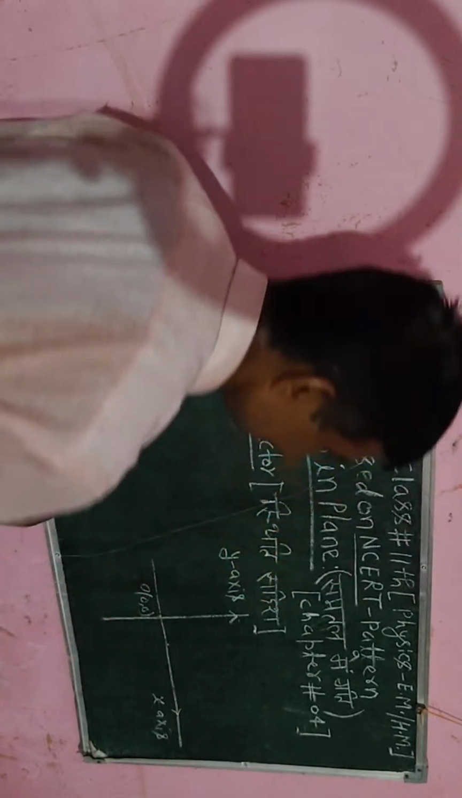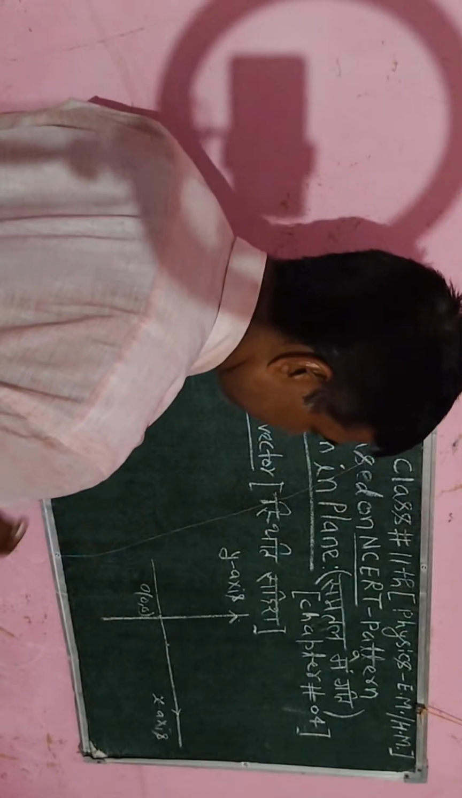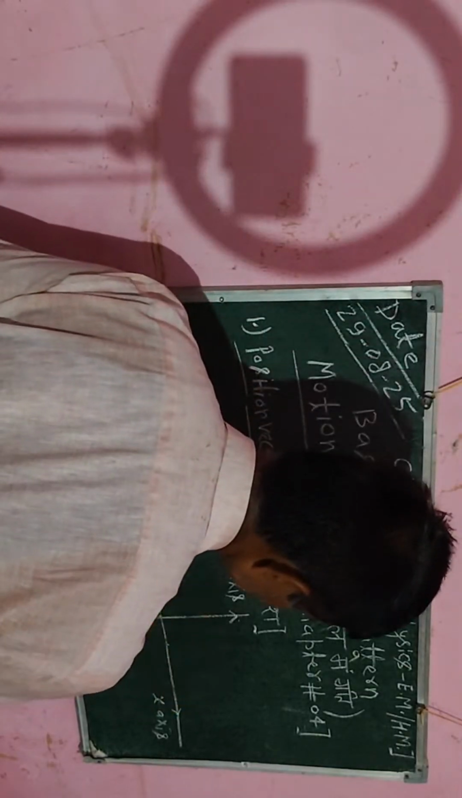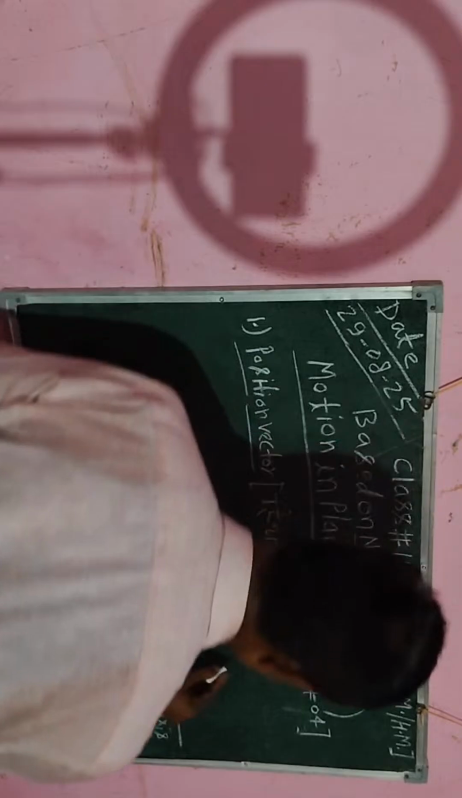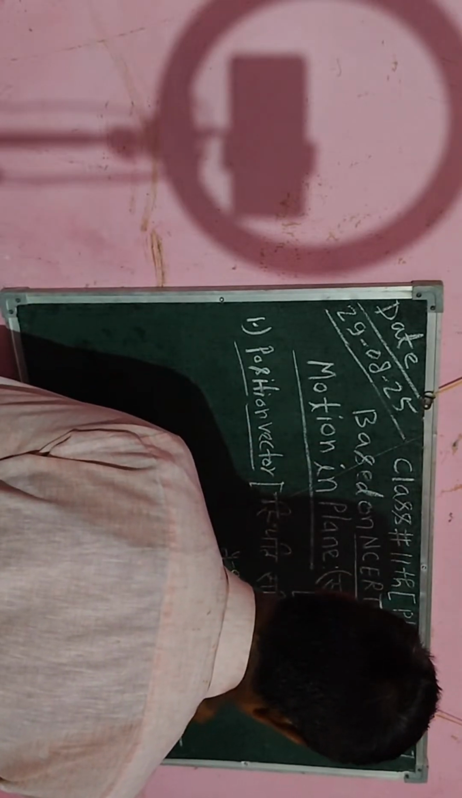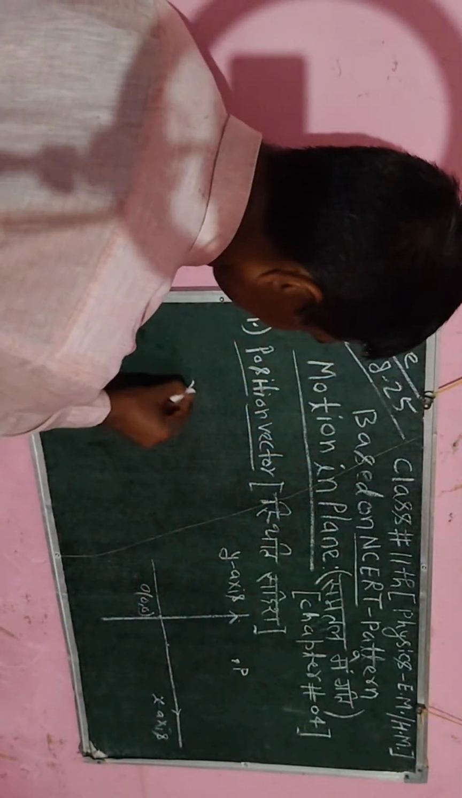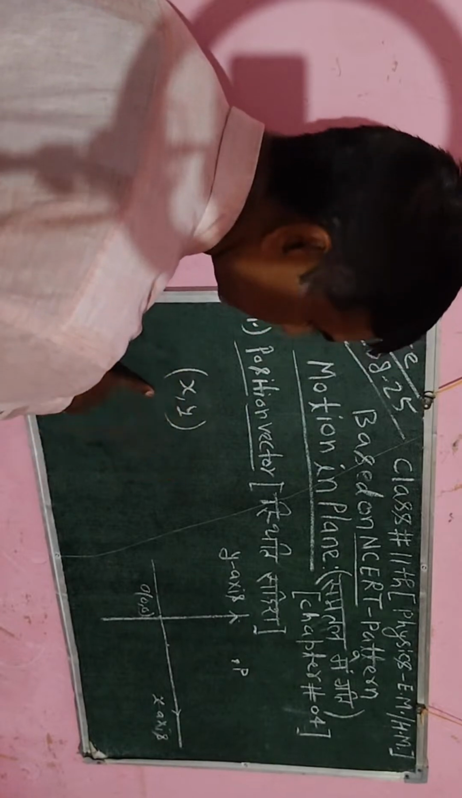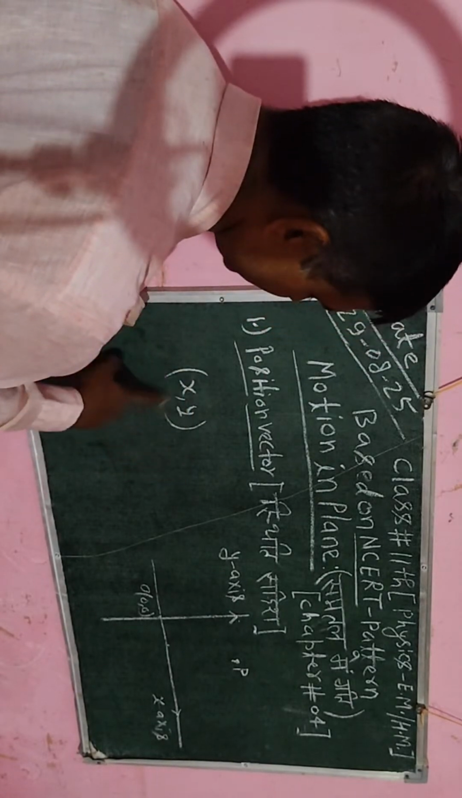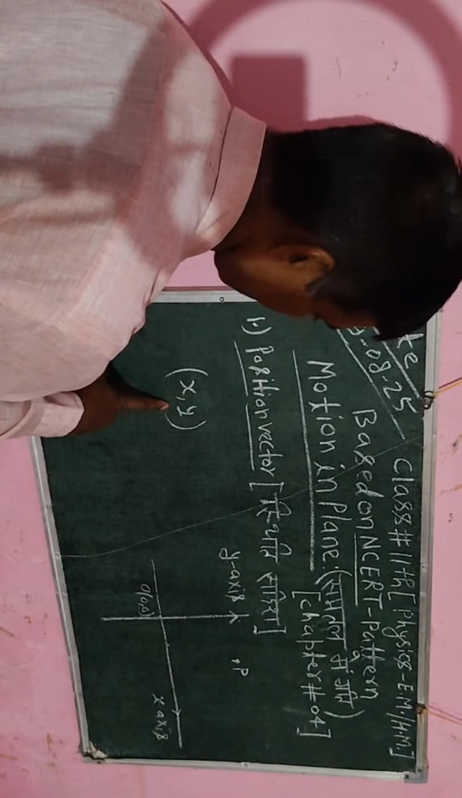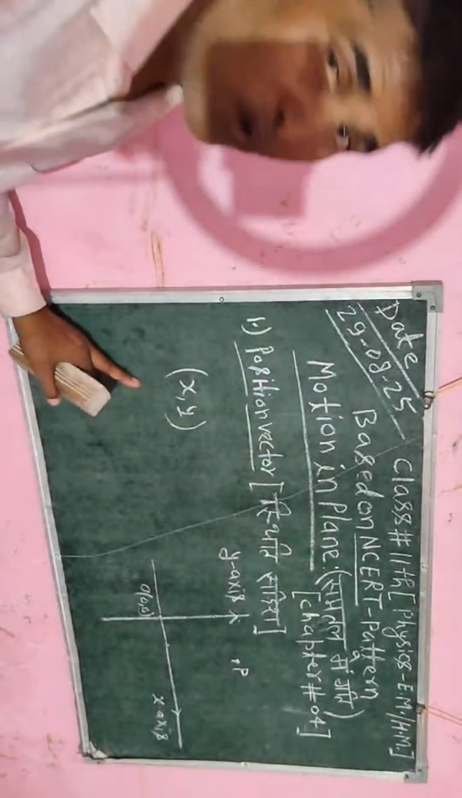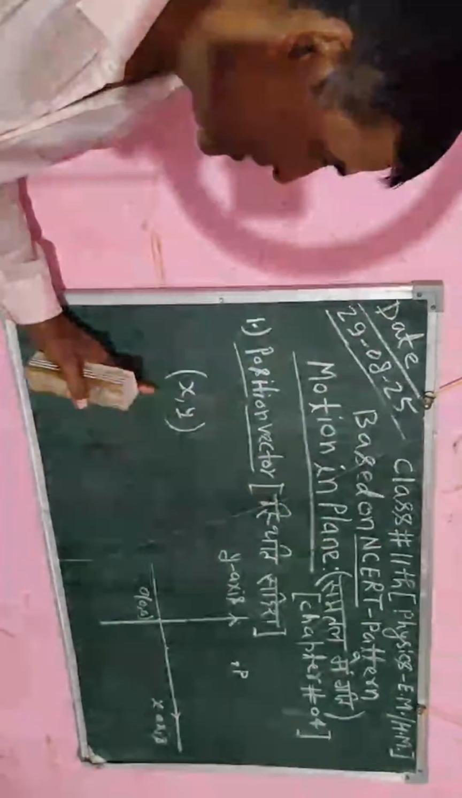Now I can take any point anywhere, either in the first, second, third, or fourth quadrant, or on the x-axis or the y-axis. Now here I am considering a point P. Any point has coordinates x, y. X is the length of the abscissa from the point P, and y is the ordinate from the point P. Therefore, any point in the x, y plane is written in the form x, y.